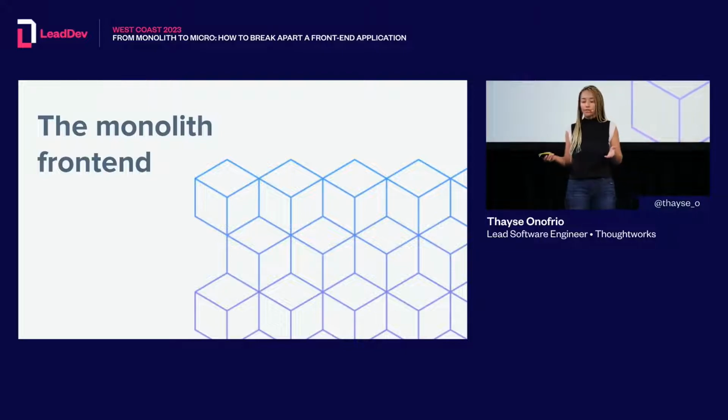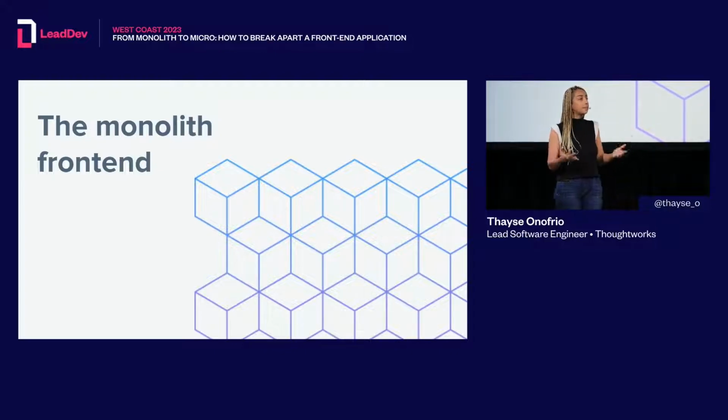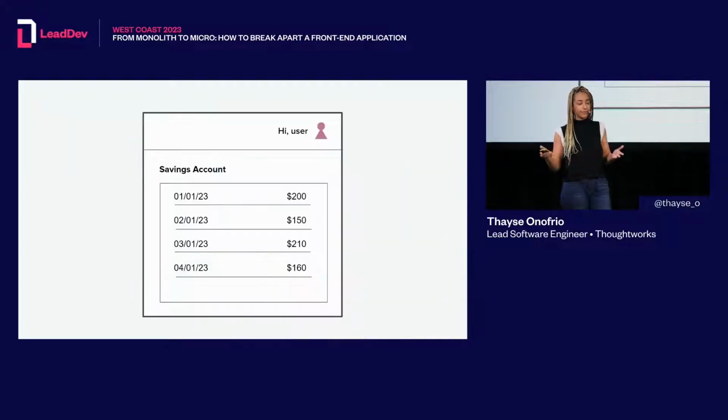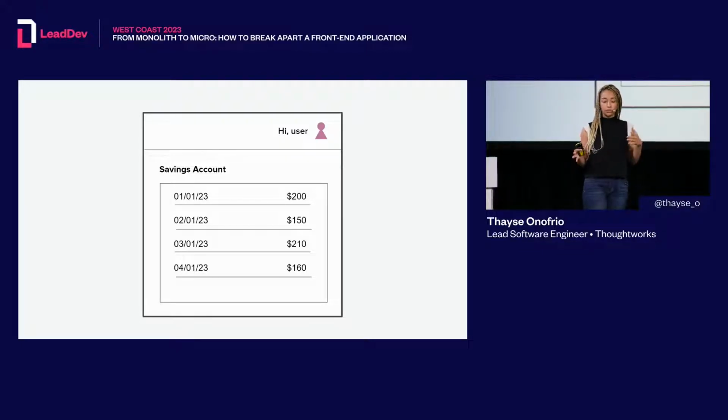So, let's start talking about a case that commonly happens in teams, and specifically here talking about front-end, the monolith front-end. So we can start thinking about our web application. This is our banking web application. We are looking at a page that displays the savings account information of a user. And on the top of the page, we can see a profile component. So this is the page that we are working with.